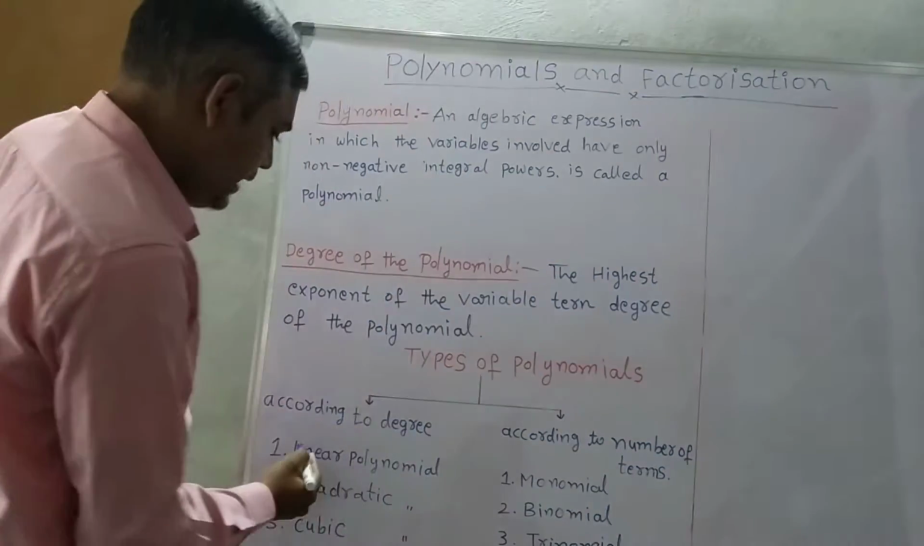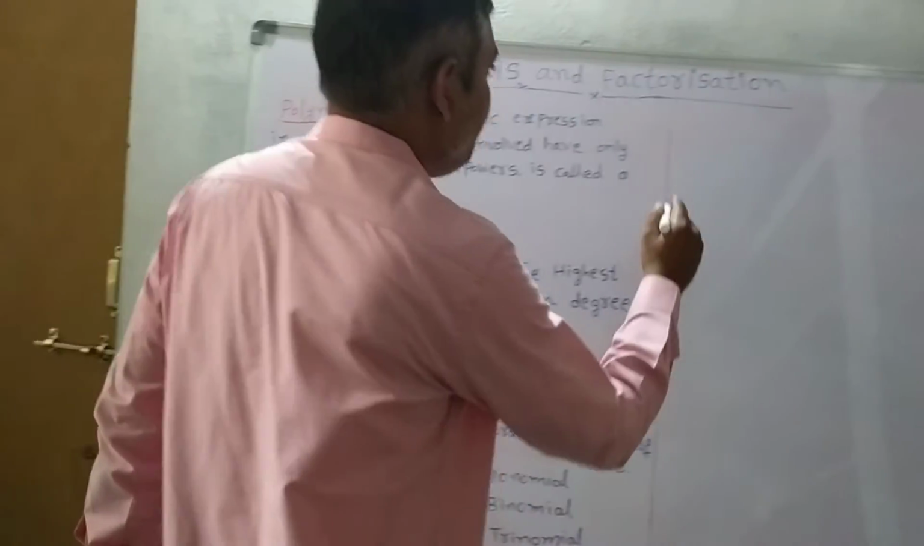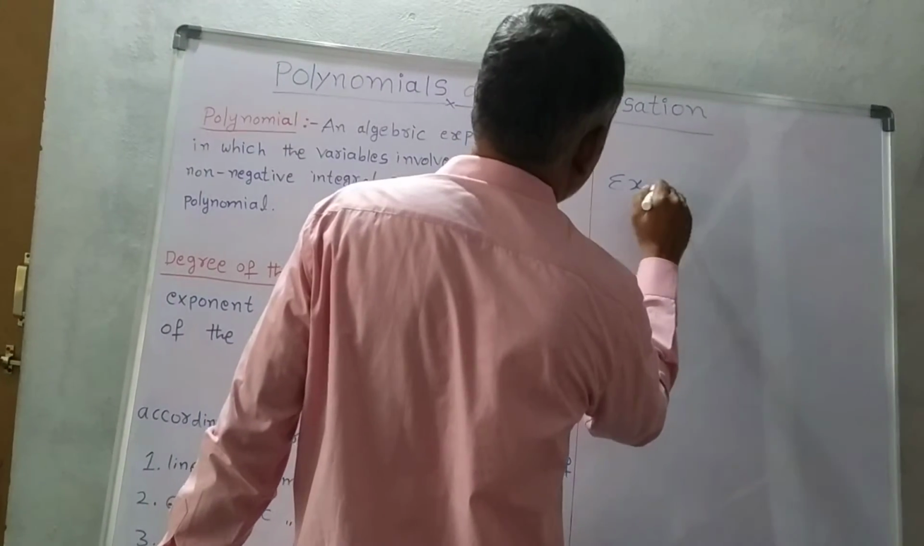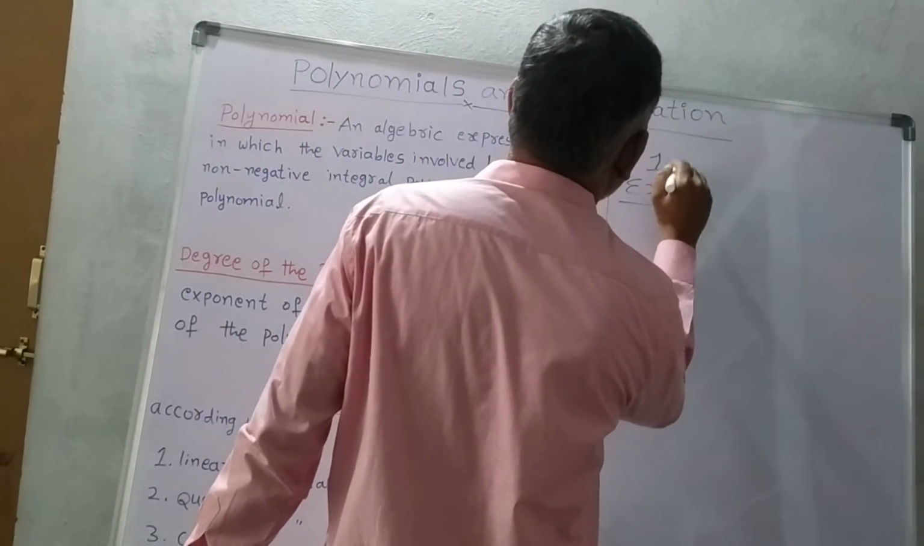First example. For example, linear polynomial. Example for linear polynomial. First one, linear.